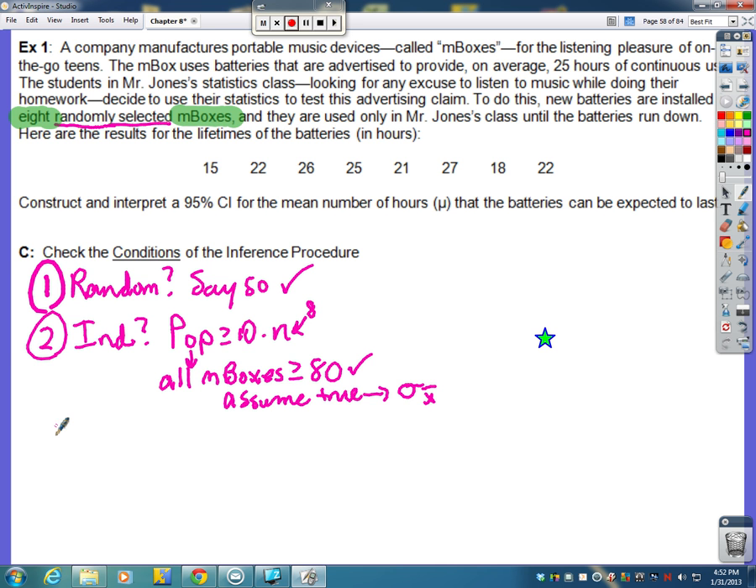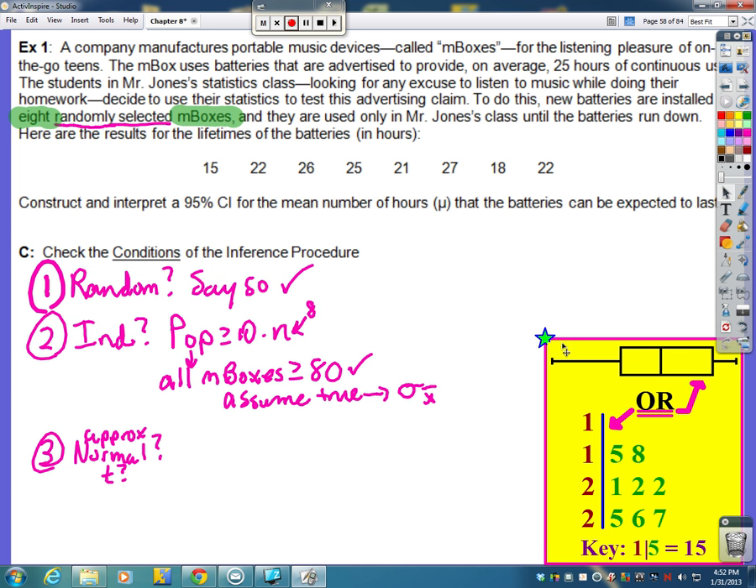And last but not least, the third one. Can we assume that we have a normal or approximately normal distribution? Or really, it's not even normal anymore. It's, can we use t-procedures? What we need to check here: we have a small sample size, so the central limit theorem is not really going to kick in. We have a fairly small sample size of only 8, so we need to plot our data here.